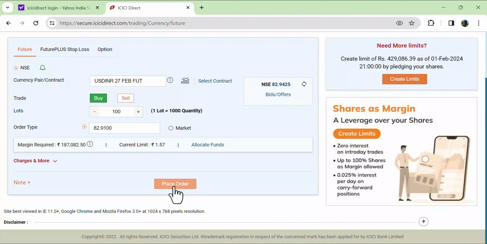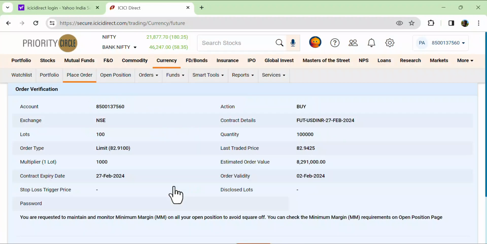Now I can place my order. So the moment I place my order, there will be order verification. Account, this is my account number. So I'm not going to place the order. I'm just telling you this is the account number. Exchange, National Stock Exchange, lot 100, order type, limit. एक lot 1000 का है. Contract expiry 27. Okay. Then contract detail, that is the name of the contract. Quantity $1 lakh. Last traded price this much. Estimated order value 82,91,000. Order validity 2nd of February.